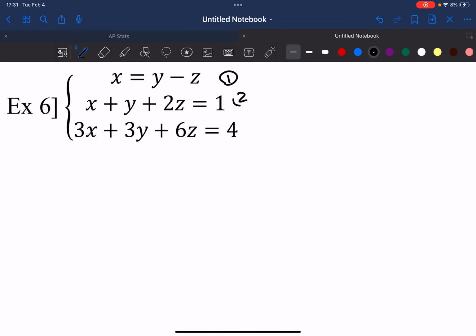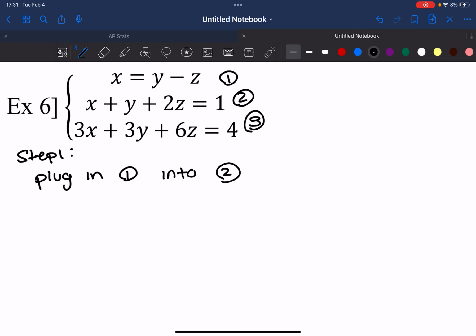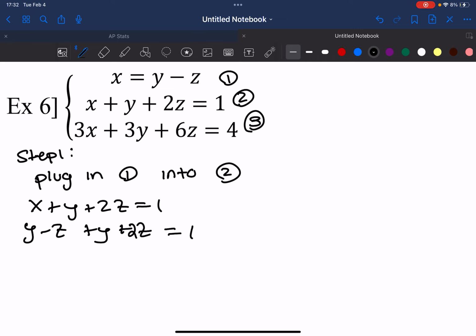So first I'm going to label my 1, 2, and 3. And notice that in my step 1, x is already by itself in that first equation. So I'm going to take equation 1 and plug it into 2 and 3. So plug in 1 into 2. Step 1. So x plus y plus 2z is equal to 1. So this is y minus z plus y plus z, plus 2z is equal to 1. So this is 2y plus z is equal to 1. This is equation 4.